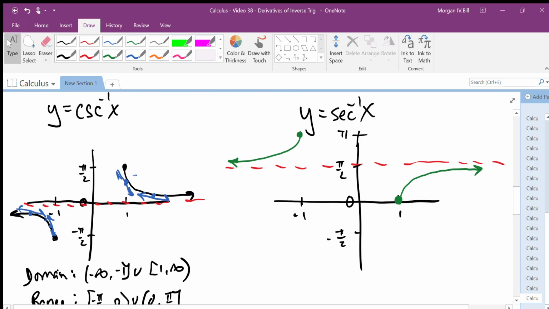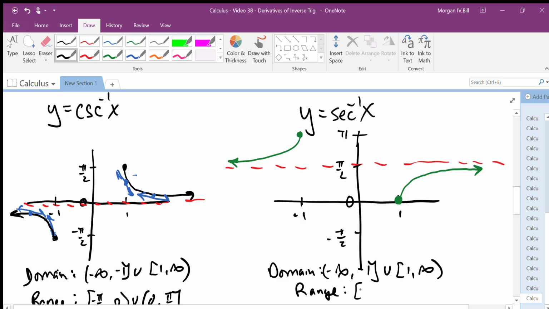Okay, so the domain is negative infinity to negative 1, union 1 to infinity. And the range this time goes from 0 to pi, but not including pi over 2. 0 to pi over 2, parentheses, union pi over 2 to pi.